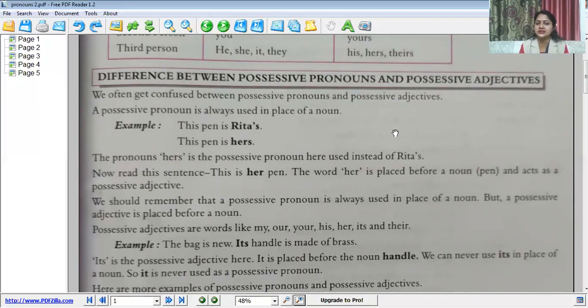Now read this sentence. This is her pen. This is Rita's pen, right? So I have not used hers here. I have used her.